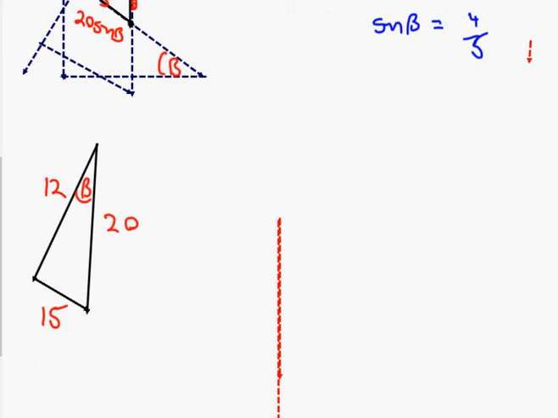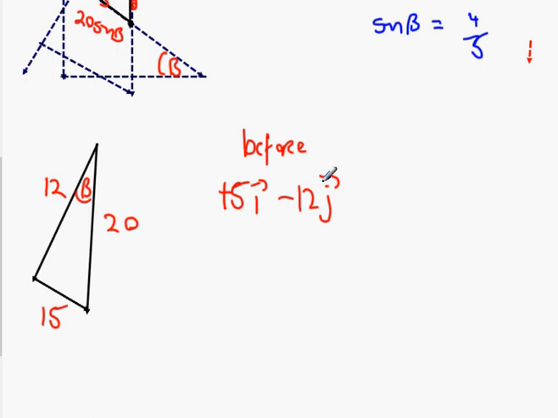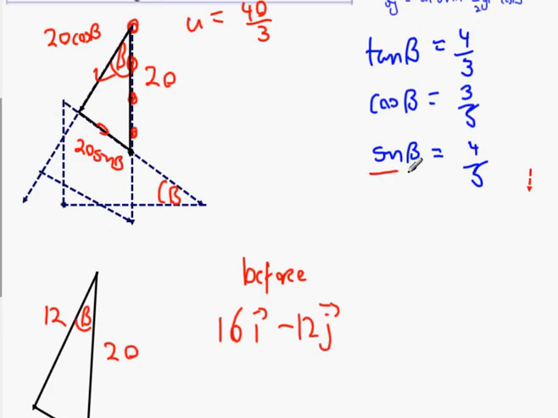So before your collision takes place, you're currently going 16i minus 12j. So everybody happy with that? 16i minus 12j. That's using sine B and cos B respectively. So you're going 12 in, 16 across.